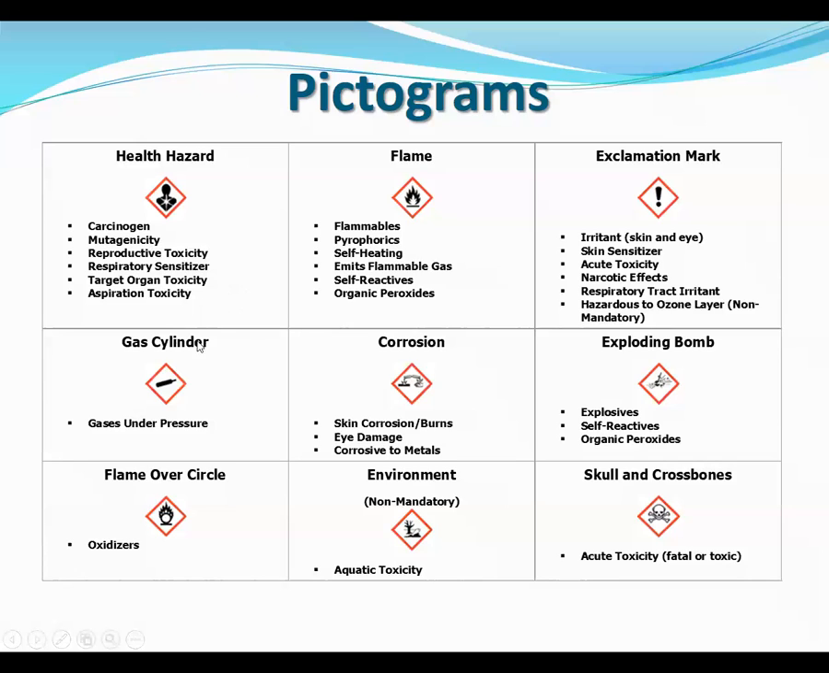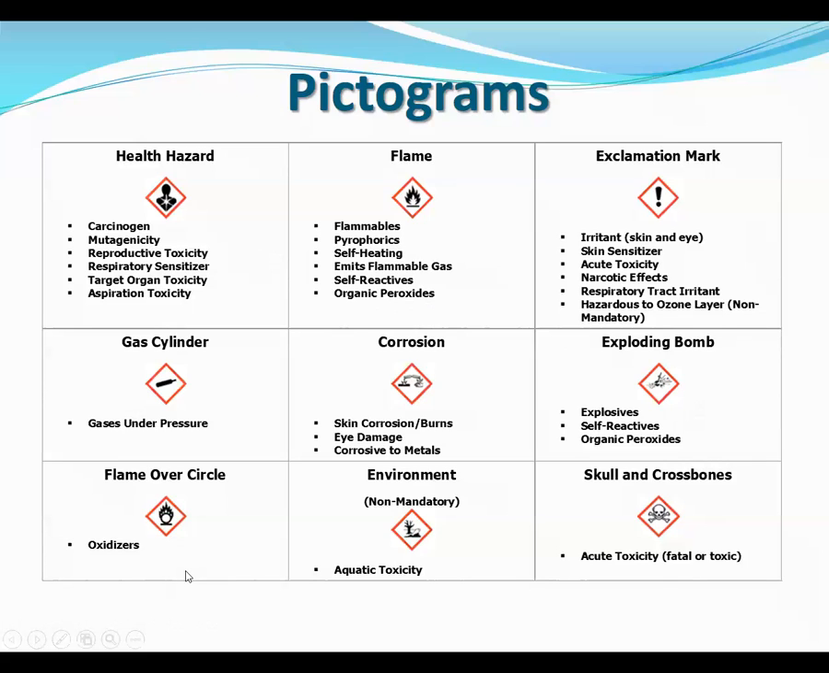Back down and to the left, we'll have the gas cylinders, or the red diamond with the cylinder in the center. These are gases under pressure. To the right of that, we have the corrosion chemicals. Again, the red diamond. In the center, you'll have the two test tubes, one pouring over a human hand, the other over a bar. These pose skin corrosion and burn hazards, eye damage, and they possibly could be corrosive to metals as well. To the right of that, we have the exploding bomb, or red diamond with the explosion in the center: explosives, self-reactives, and organic peroxides.